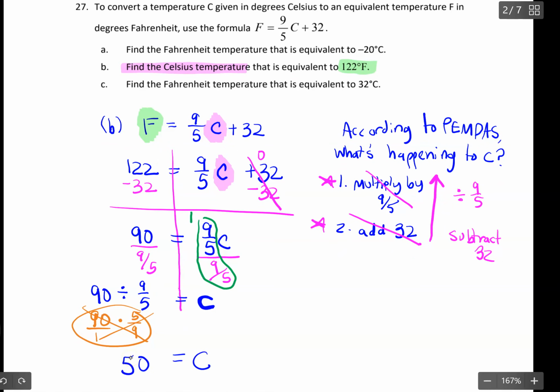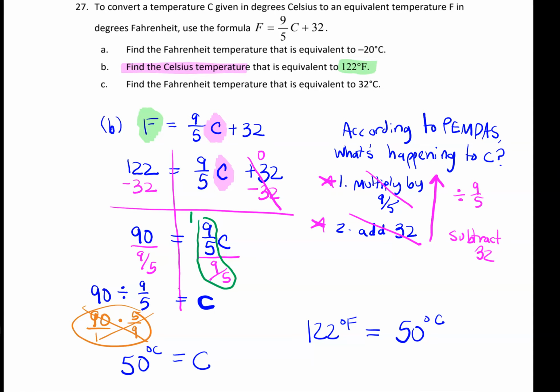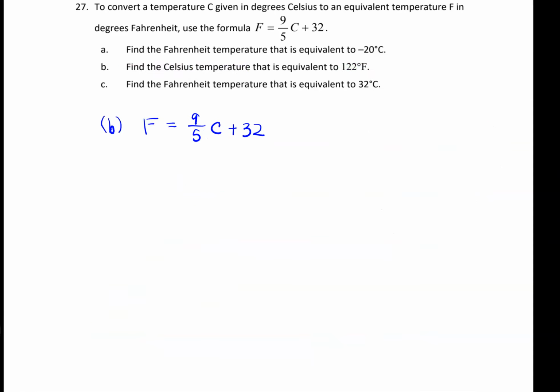So the temperature in degrees Celsius is 50 degrees Celsius. So we just found that 122 degrees Fahrenheit is equivalent to 50 degrees Celsius. Okay, one more to go. Let's look at C. Okay, C is asking us to find the Fahrenheit temperature, so we're looking for F that is equivalent to 32 degrees Celsius.